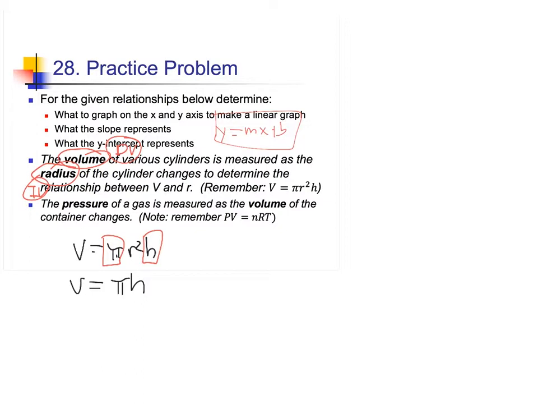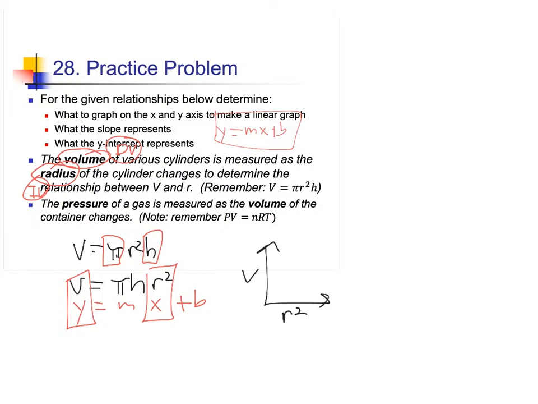Pi h, and then I have my independent variable r squared. So we're going to match this up to y equals mx plus b, and that's going to tell us what goes on each axis. On the y-axis, we're going to have volume, because that volume matches up with y. On the x-axis, we're going to have the radius squared, okay? And then we can see that our slope is simply going to be this pi h.